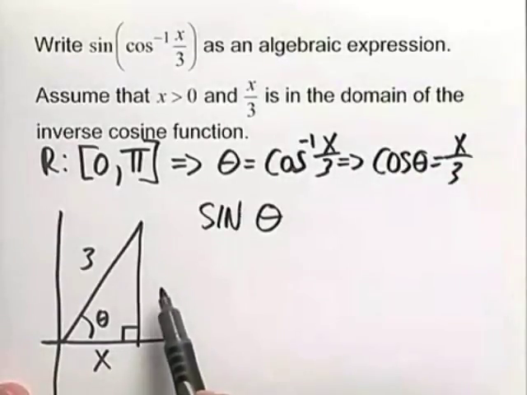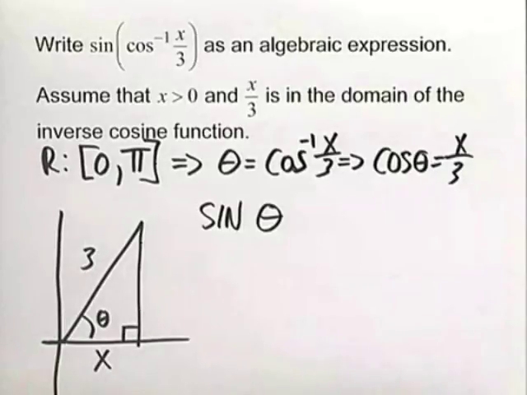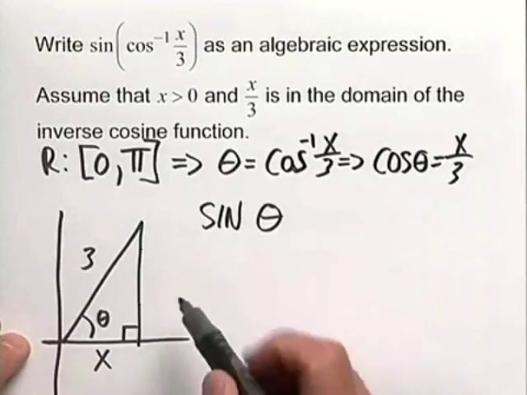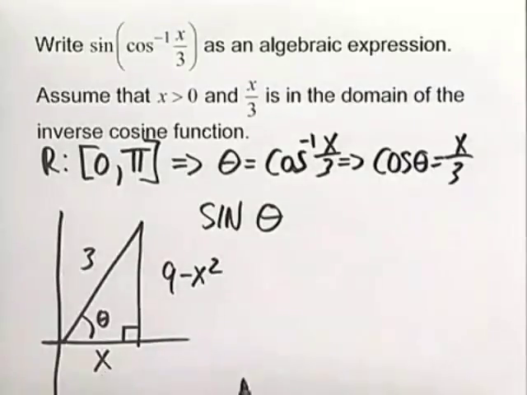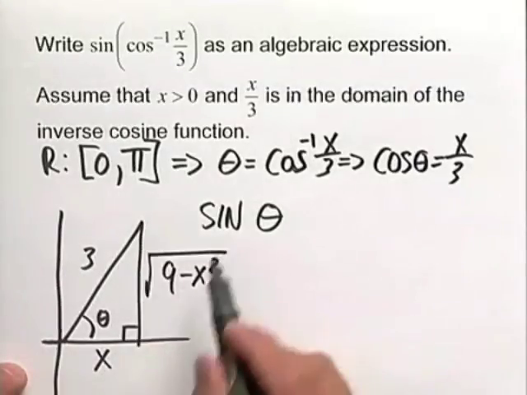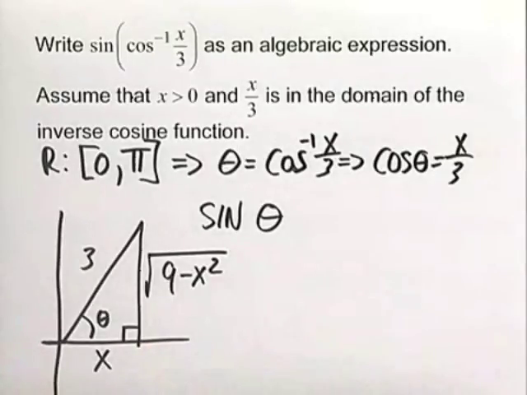Sine, we know, is the opposite over the hypotenuse, and we have to come up with an expression for the opposite side here. We can use the Pythagorean theorem to come up with the following, knowing that 9 minus x squared is equal to that right-hand side, and we cannot forget the square root there. So it's the square root of 9 minus x squared.